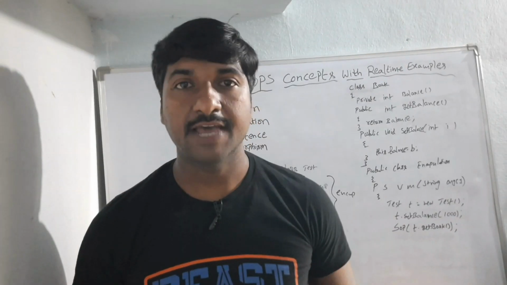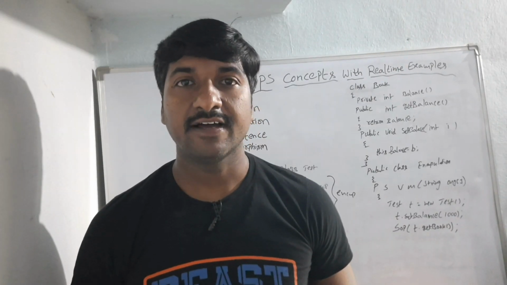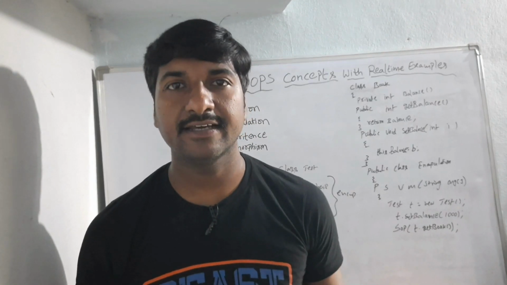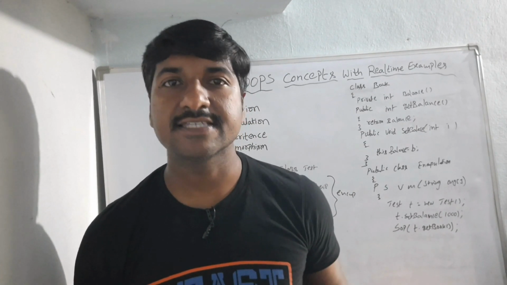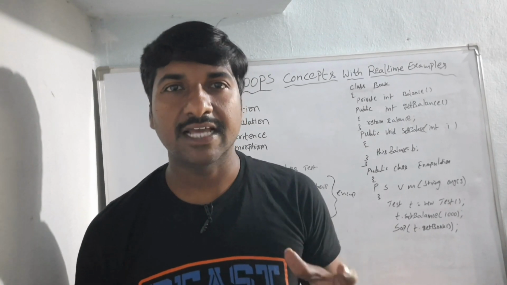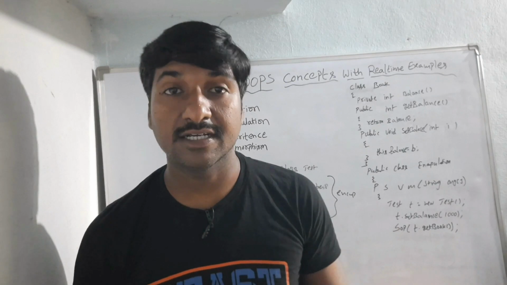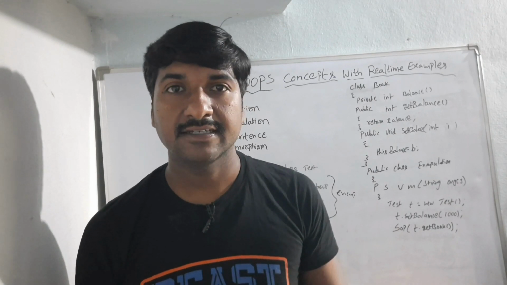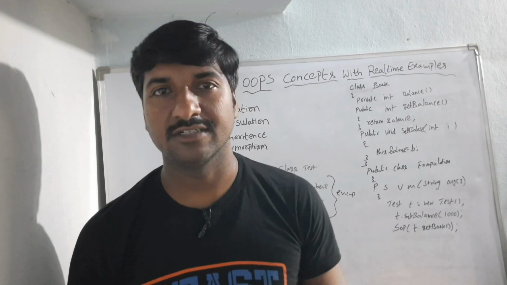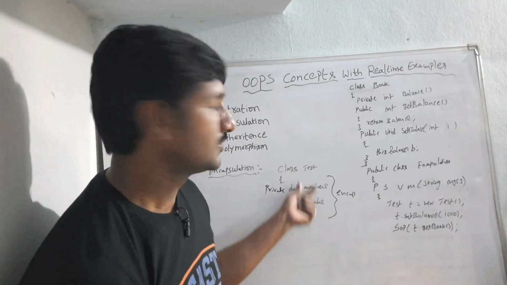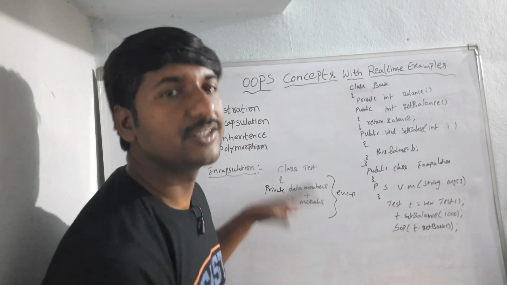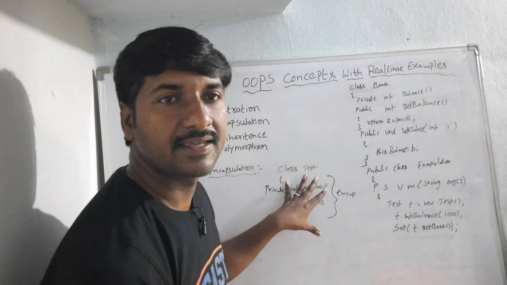Next one is encapsulation. In Java, encapsulation is the process of binding the data and corresponding methods in a single unit. That is nothing but encapsulation. A Java class is nothing but an encapsulation, because in a class the data members and corresponding methods are bound together. Let me take one example here. In a test class, data members and corresponding methods are bound together. This is nothing but encapsulation.